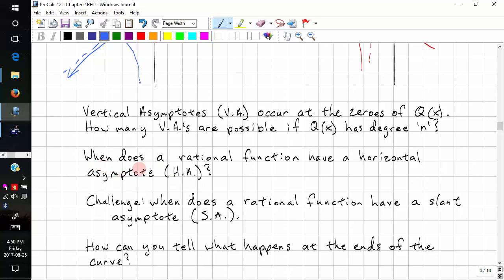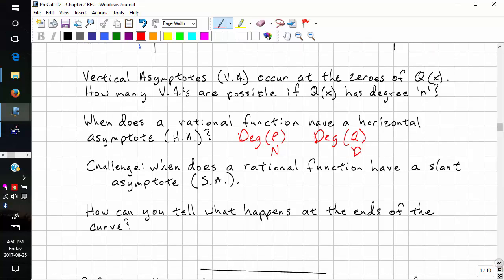And when does a rational function have a horizontal asymptote? Just a slight hint, you want to compare the degree of p with the degree of q, or you can also use degree of the numerator, degree of the denominator. And here's a challenge question. When does the rational function have a slant asymptote? Again, we want to compare the degree of the numerator with the degree of the denominator.